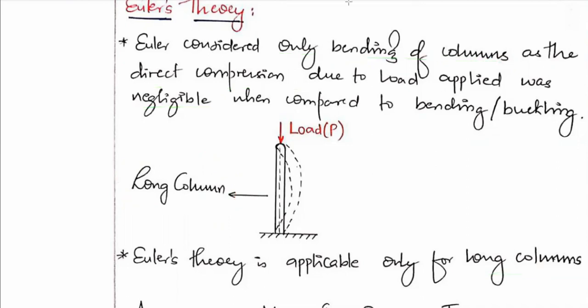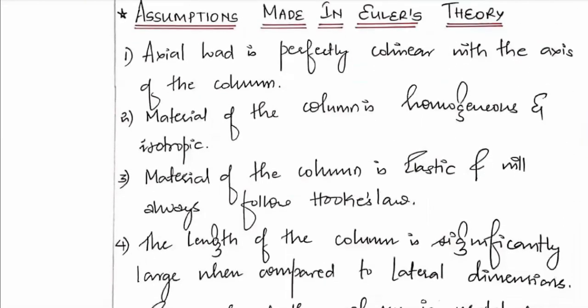So then there are certain assumptions which Euler made in deriving the equations. So the first assumption Euler made was that the axial load is perfectly collinear with the axis of the column. So what does it mean? Suppose there is a column of this sort, so let us say this is the column. And if there is some other axis at the center, the central axis, I'll just show it in some other color.